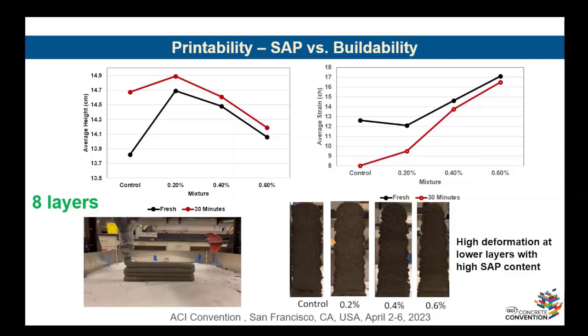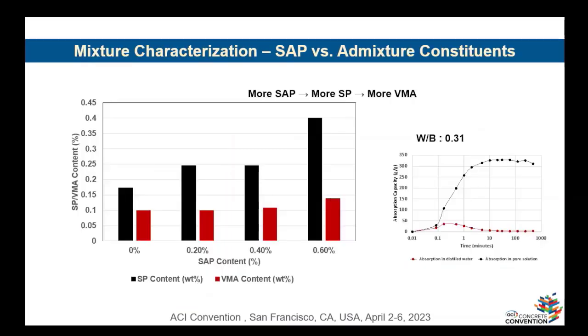And the reason is here. When we added more SAP, we needed more superplasticizer, so we added more viscosity modifying agent. The fact is that superplasticizer lowers the viscosity. It helps with the extrusion and the flow, but it's not really in favor of buildability. So this is one of the concerns that we have now. So how do we manage all this?